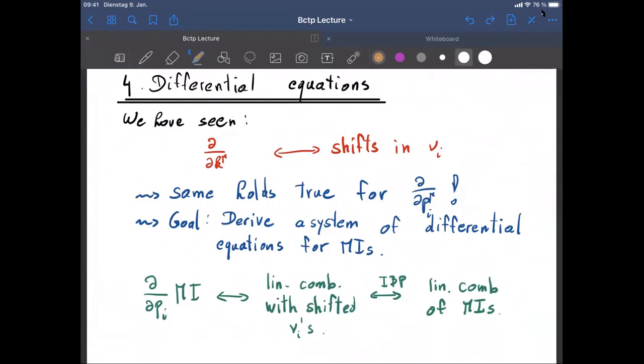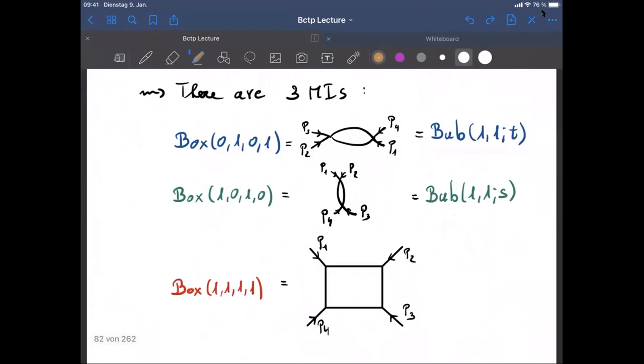Sorry, I have a question. Can you go back one slide, please? So you started with a phi-cube interaction, with a phi-cube theory, right? Or not? No, I just considered an integral that is made out of propagators. Ah, okay, I see. Yeah, maybe that is indeed a very good point.